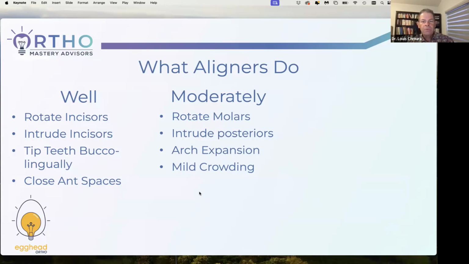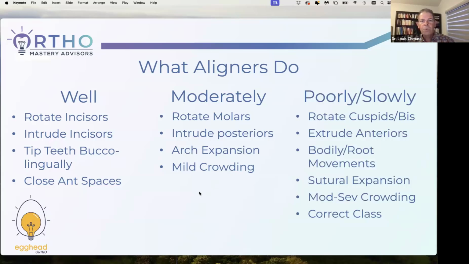You can intrude posteriors if you do it properly. There are some tricks and techniques to use, but if you do those, yeah, they do have some intrusion force, in fact, better than it would be with braces. You can do some arch expansion, quite a bit of arch expansion, depending on how much is needed, and you can correct some mild crowding, and maybe even moderate crowding if there's arch expansion needed. What does it do poorly? What do aligners do poorly or slowly?